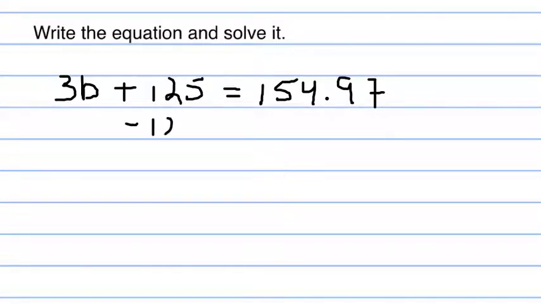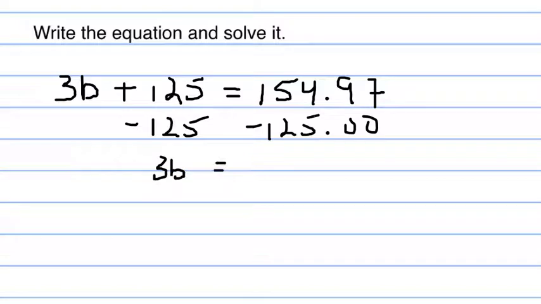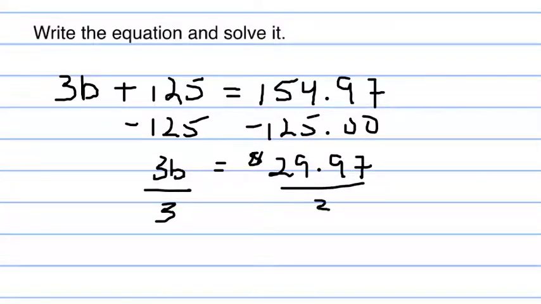I'm going to subtract 125 from both sides. And I'm going to get 3b equals $29.97. Well, since I want to know what 1 bag of dog food costs, I'm going to divide by 3. And 1 bag of food will cost $9.99.